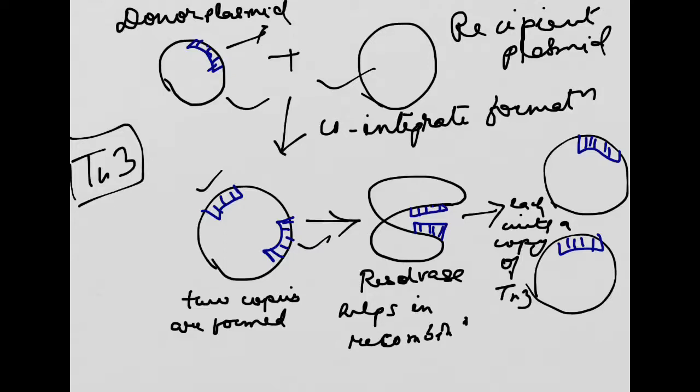Now with the help of resolvase enzyme, which is an enzyme that mediates the recombination process between the 2 TN3 molecules, will help in separation of the plasmid molecules. Okay, so the two plasmids will be there, each with a separate copy of the TN3 molecule.